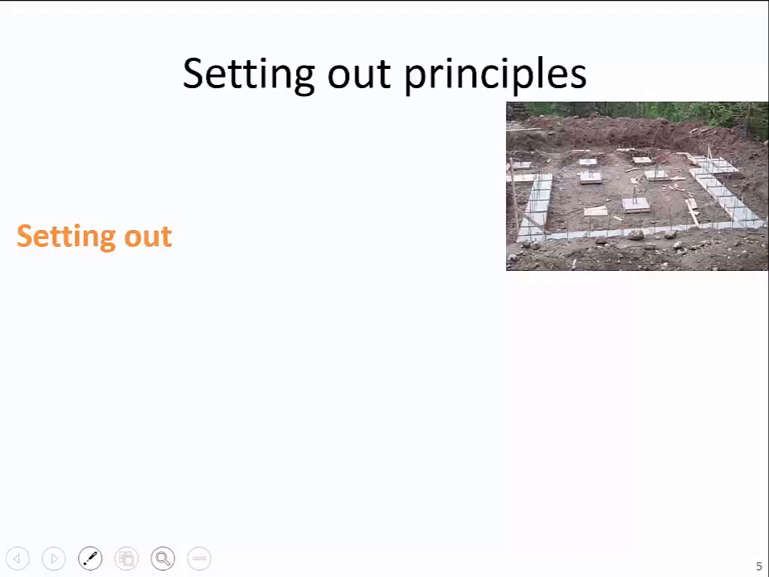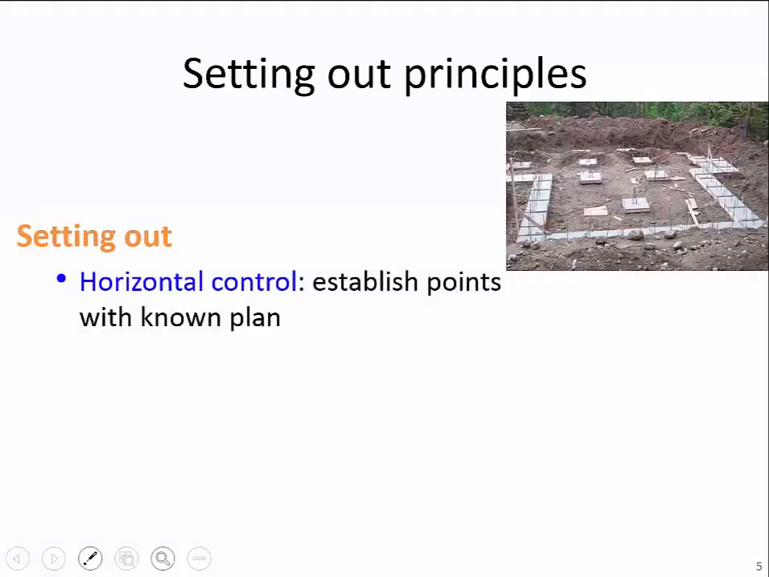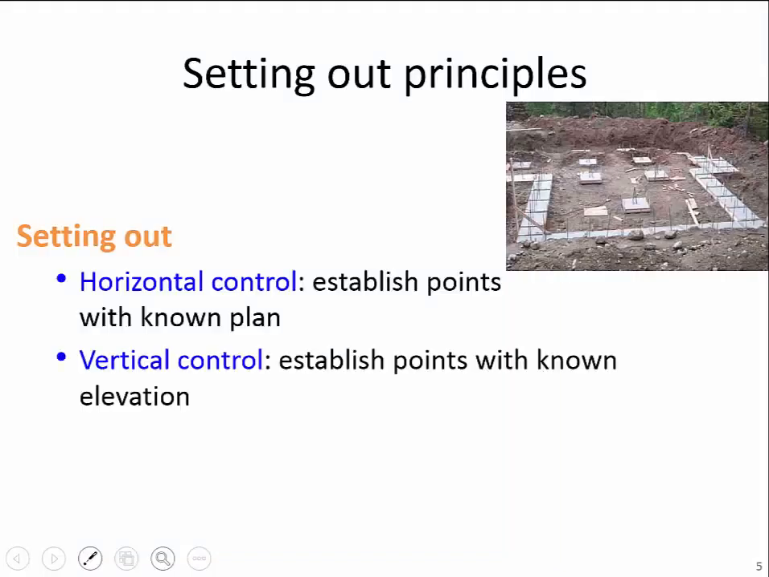Okay, principles of setting out. Control points are important. Now with the traverse exercise, what you were doing was setting out control points. You were setting out locations where we knew the x coordinate and the y coordinate. If we had done a levelling exercise as well from a known point, we could also work out the vertical point, and that would have given us a horizontal and vertical control point.